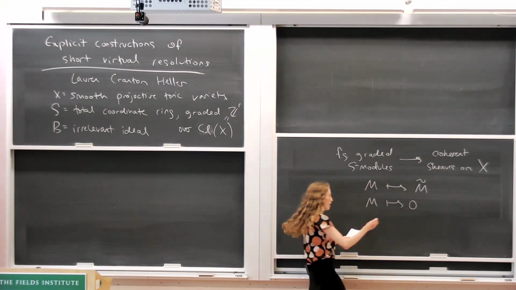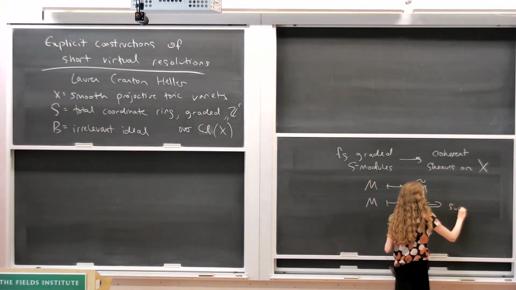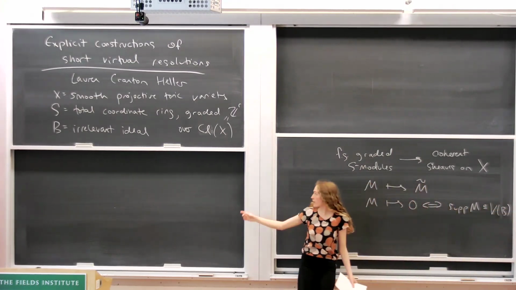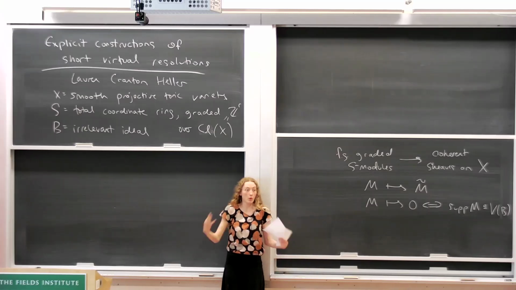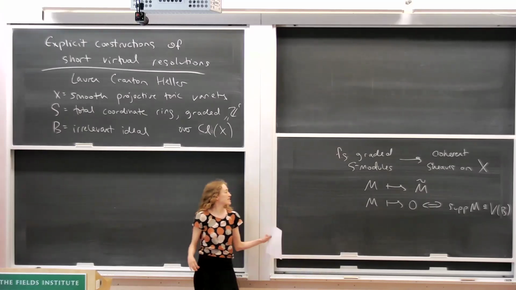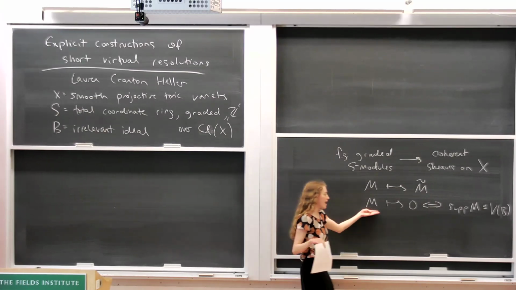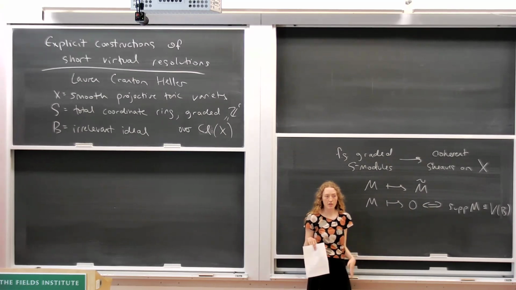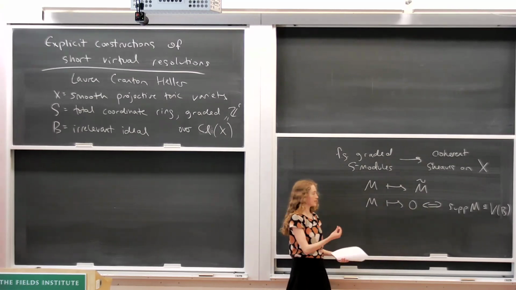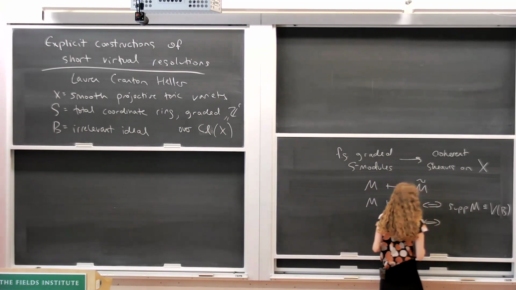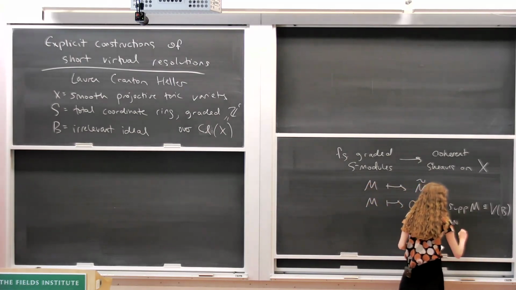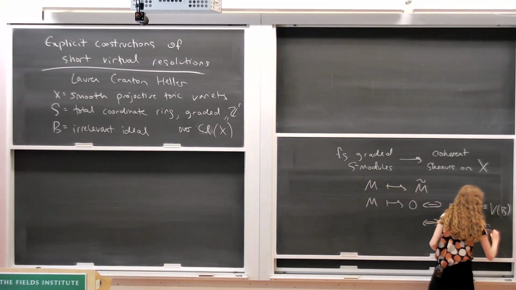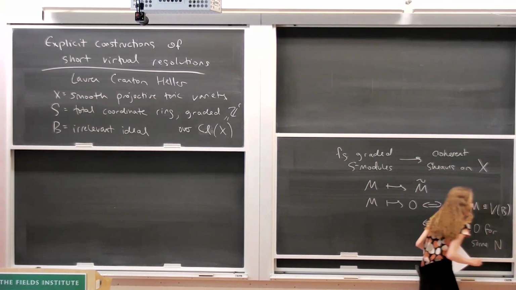A module will go to 0 if it is supported inside the irrelevant locus. So this irrelevant ideal is describing the points that we remove to construct X. And so if our module only has non-zero localizations inside the part we've removed, then it just goes to 0 under this correspondence. Another way of saying this that we will use is that, because it's finitely generated, it's annihilated by some power of the irrelevant ideal.